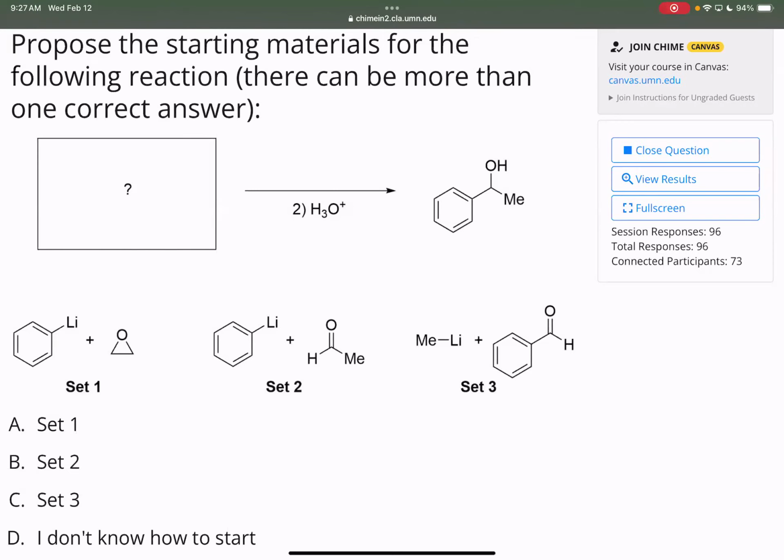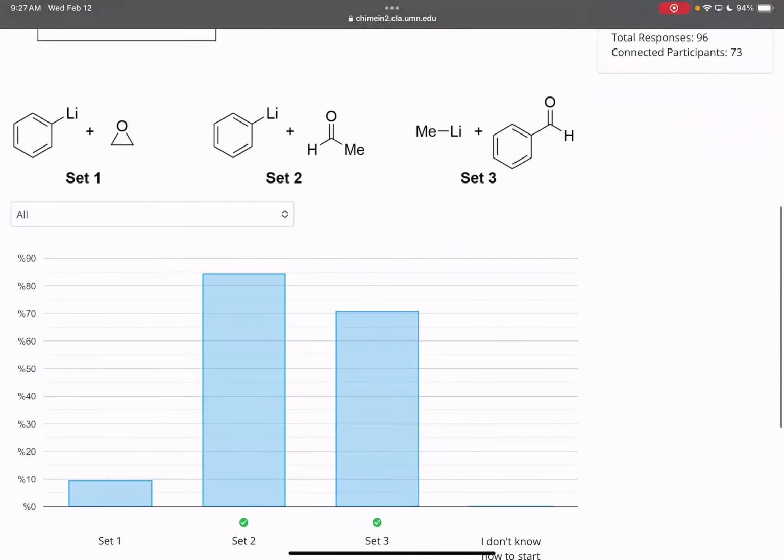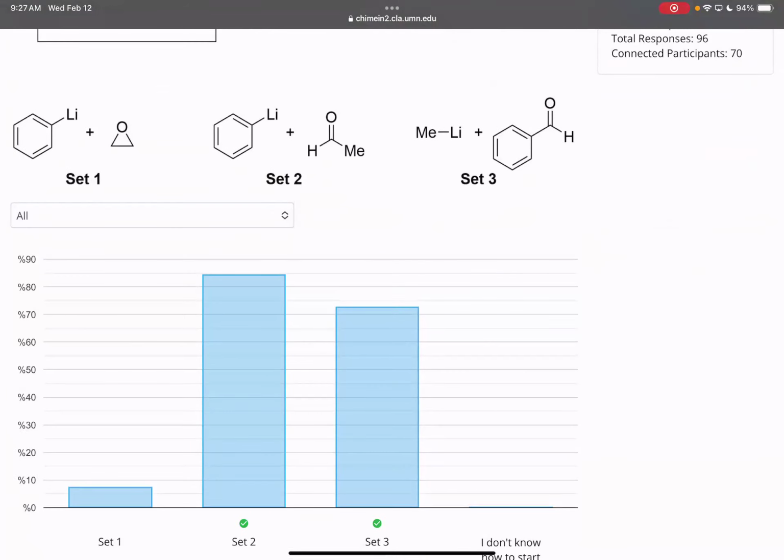Let's see what we got. Great, excellent. Okay, this is awesome. I'm actually pleasantly surprised that most people got that. That's awesome. This is really challenging, right? They're very similar. They're a little bit fiddly, but most people are getting it.